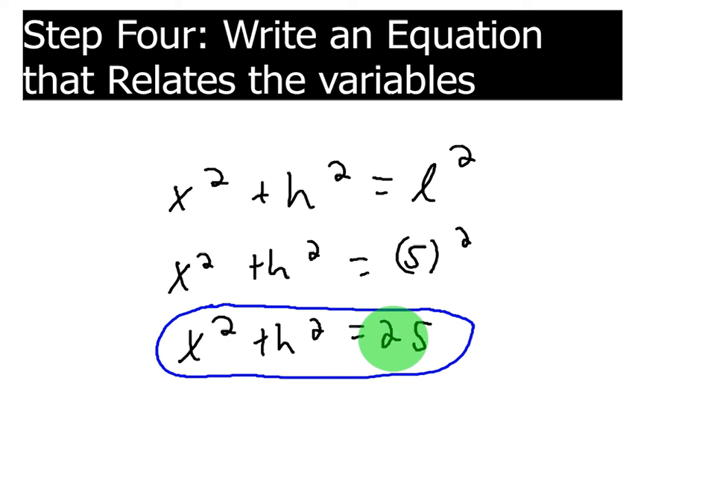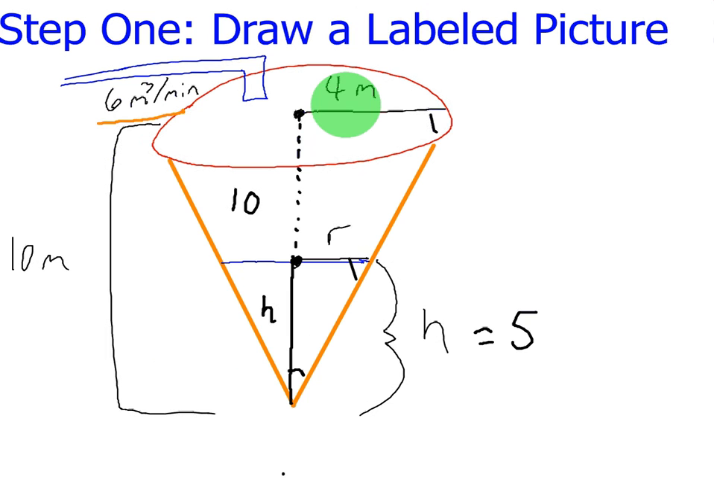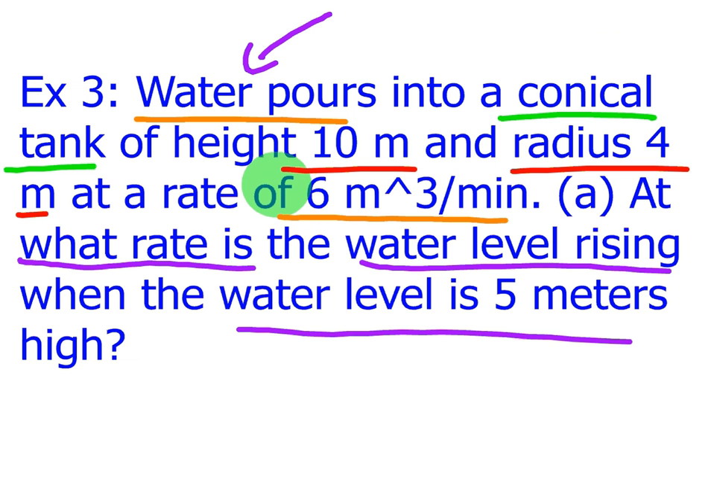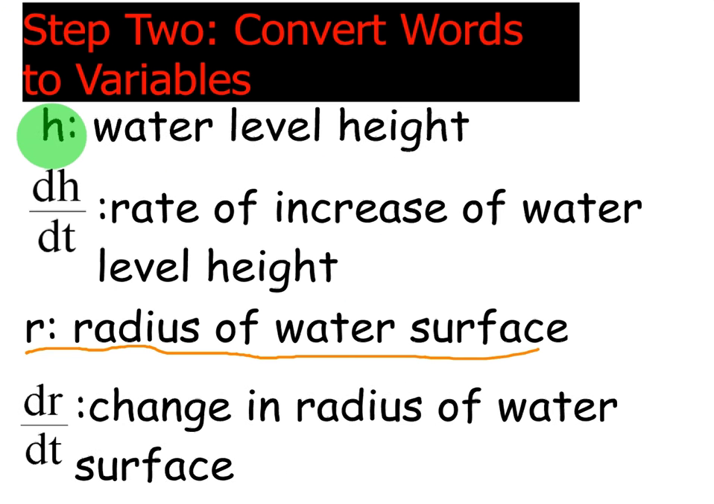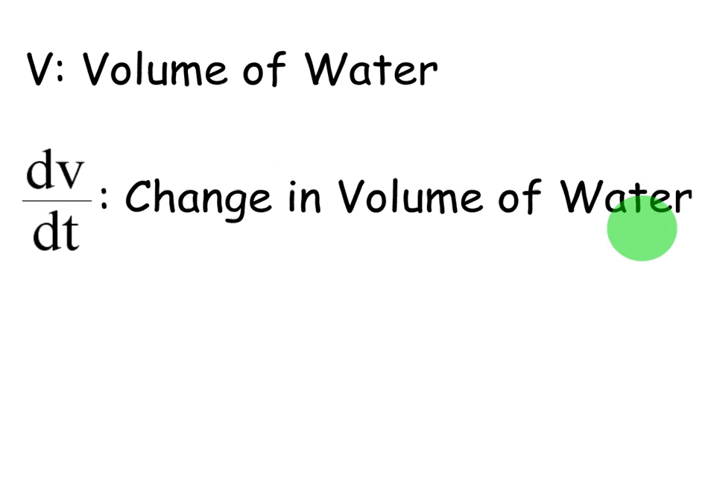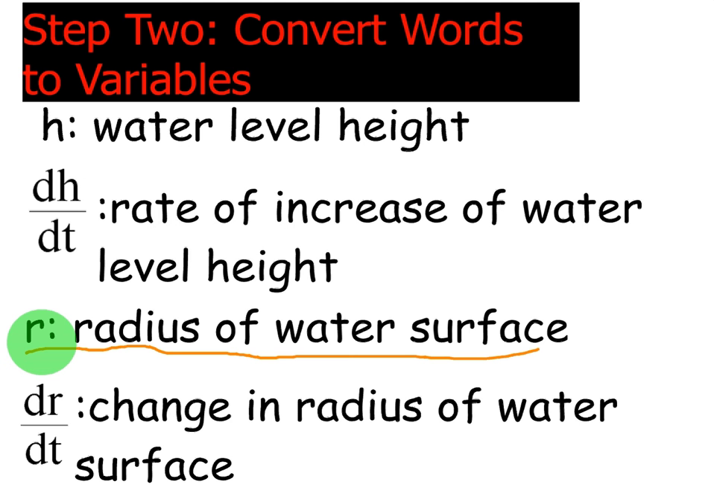All right, so let's go ahead and take a look at example 3. We had the water pouring into the cone. Here's the wording of the problem, coming in at 6 cubic meters per minute. Here are our variables. We have an H, we have an R, and we have a V. Now you might be thinking, well, how come you're ignoring these rates? Well, that will come into play when we take the derivative of our formula, okay?